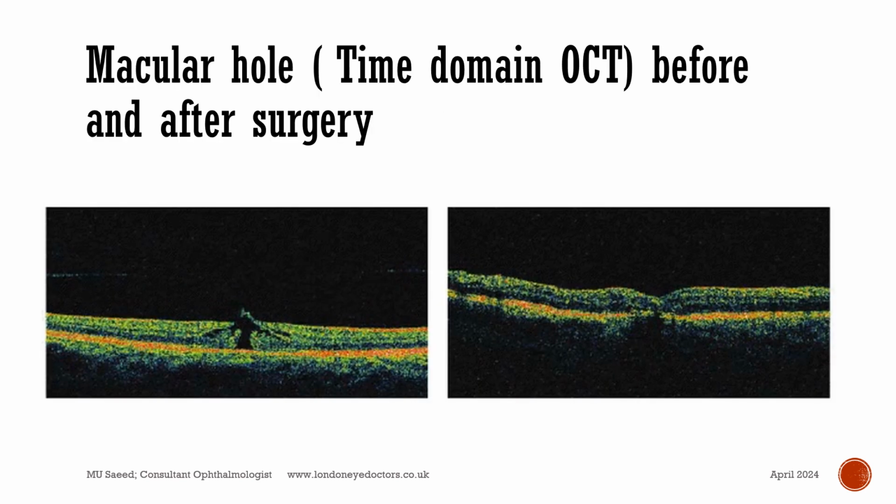And this is a scan of a patient who had a macular hole, and the image on the left shows a macular hole before surgery, and the image on the right shows the status of the macula after the macular hole surgery. You'll notice that there are absolutely no vitreous echoes in the image on the right, whereas some vitreous echoes can be seen on the image on the left.